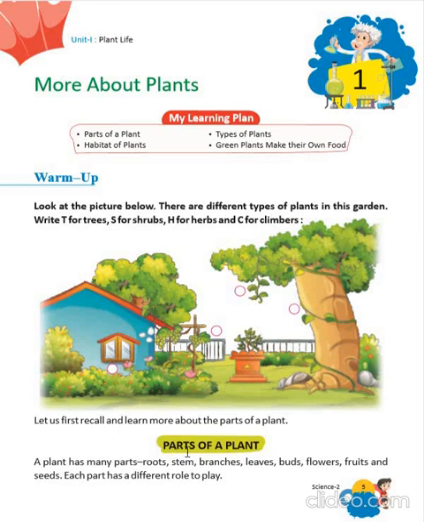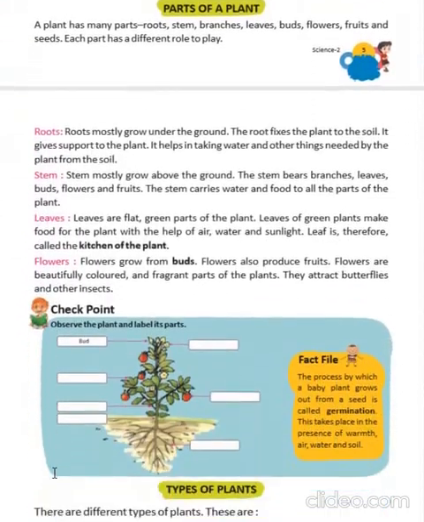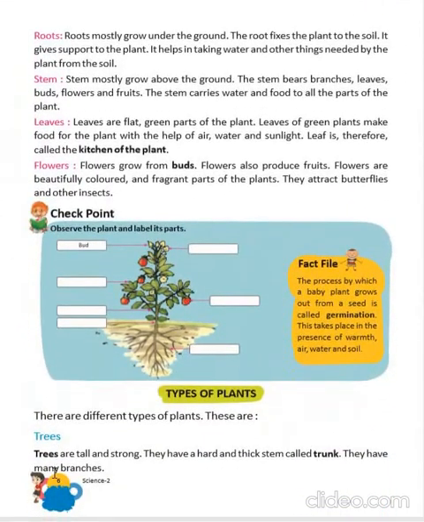Now come to parts of a plant. So, children, do you know different parts of a plant? A plant has many parts. Roots, stem, branches, leaves, buds, flowers, fruits, and seeds. And every part of a plant plays a very important role. Now understand different parts of a plant.